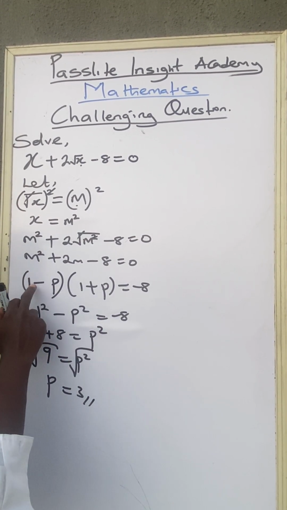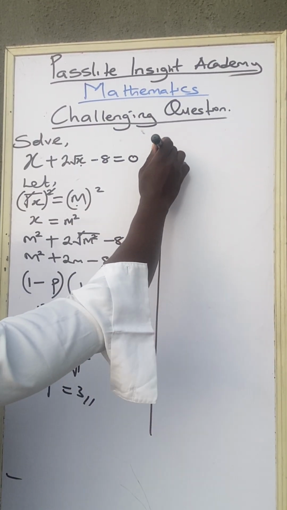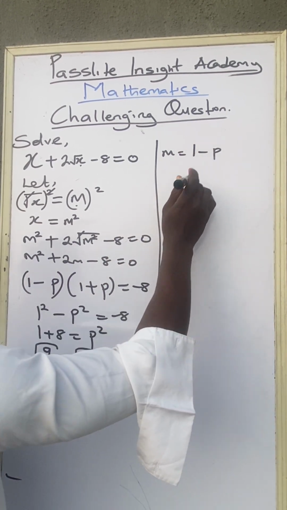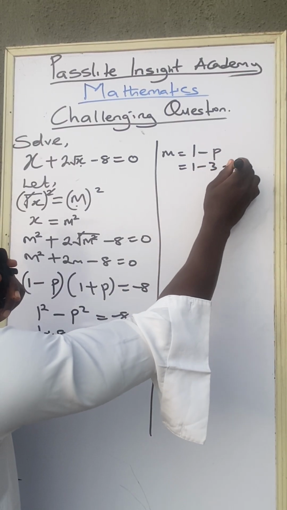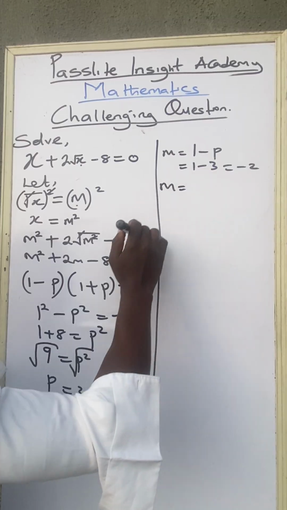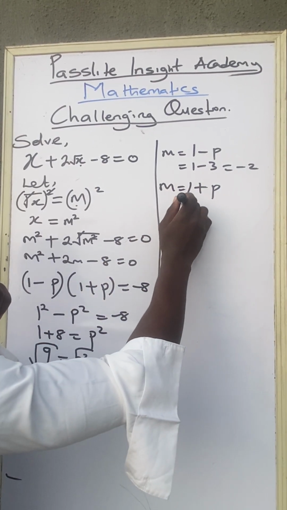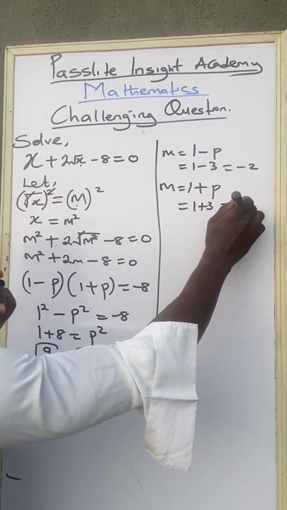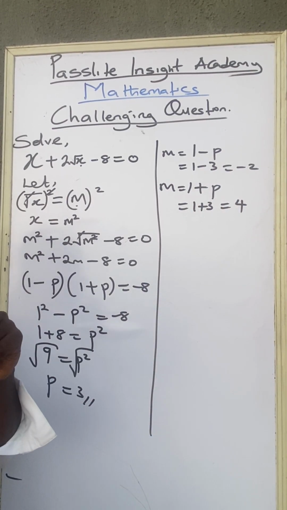Then we need to get the value of m. The first, m = 1 − p. That will be 1 − 3, which is −2. The second one is m = 1 + p. That will be 1 + 3, that is 4. So our value of m is −2 or 4.